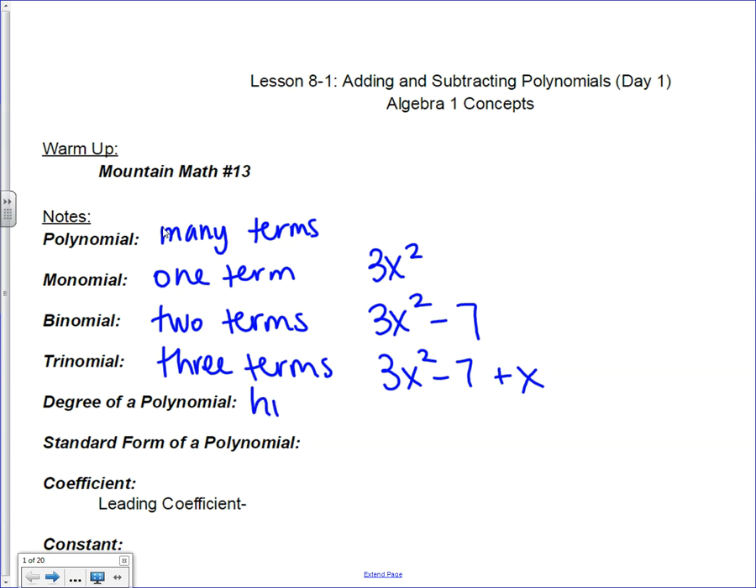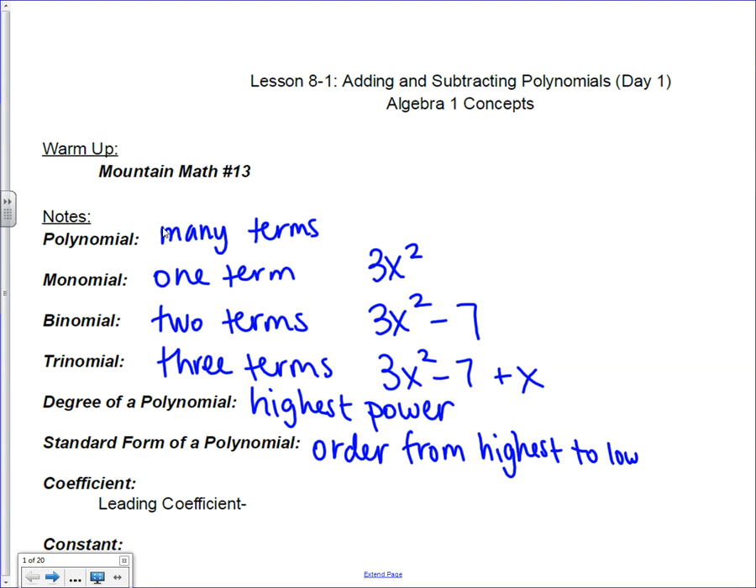The degree of a polynomial is the highest power. Just the highest exponent, period. That's it. That's the degree. Now we have this thing called standard form. I know you're envisioning your shot right now, but can you stay with me? We have this thing called standard form, which means you want to order it from highest to lowest power. From highest to lowest power.